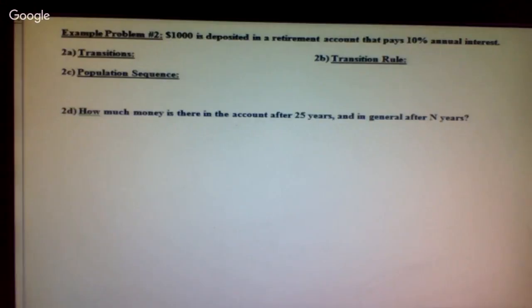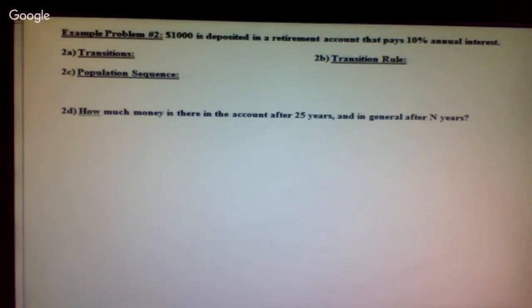Okay. Example number 2. We've got $1,000 and we're depositing it into a retirement account. Something you're all gonna have to start to think about. You think because you're young that your retirement is not coming up. Guess what, honey? It's time to plan for that now. Especially with Social Security running out. So we're depositing $1,000 into a retirement account that's going to pay 10% annual interest.